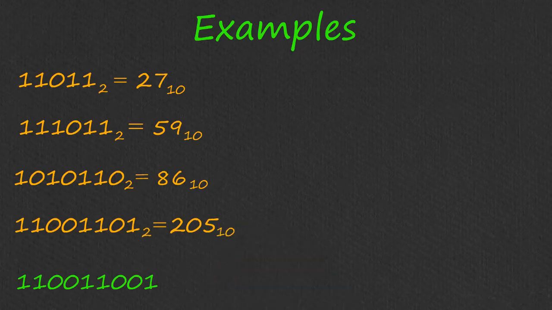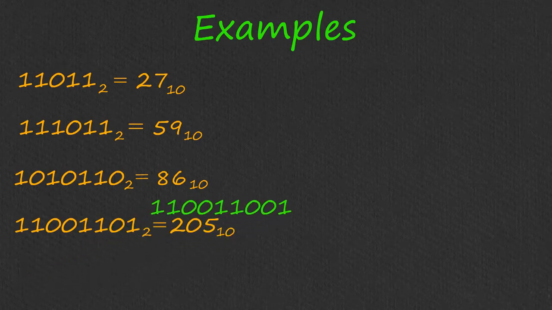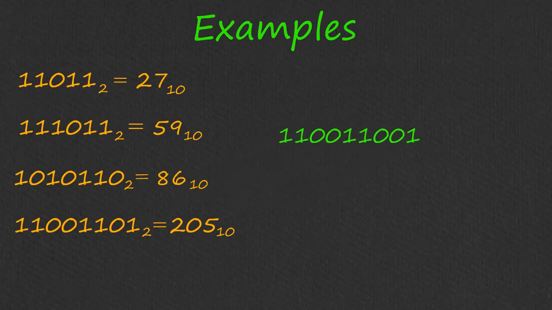Again, the letter 2 and the letter 10 in the bottom right corner serve a very important purpose: to identify that one of the numbers is binary and the other is decimal. We have one more example, 1100111001. Then it will be your turn to practice this binary to decimal conversion on your own.